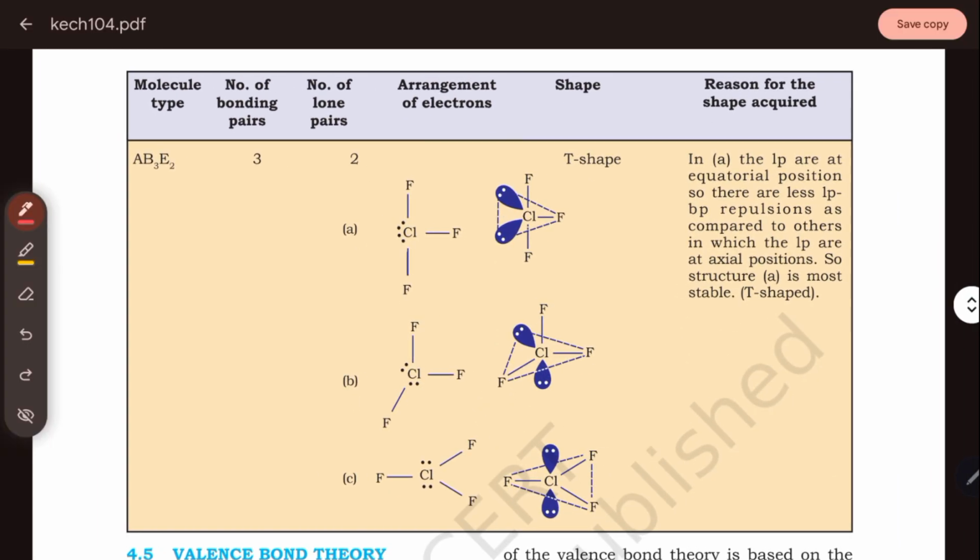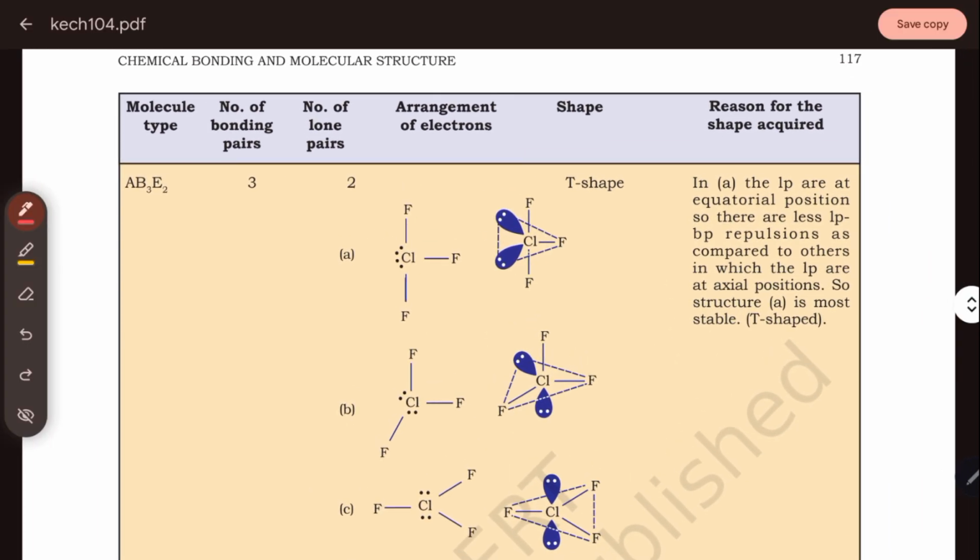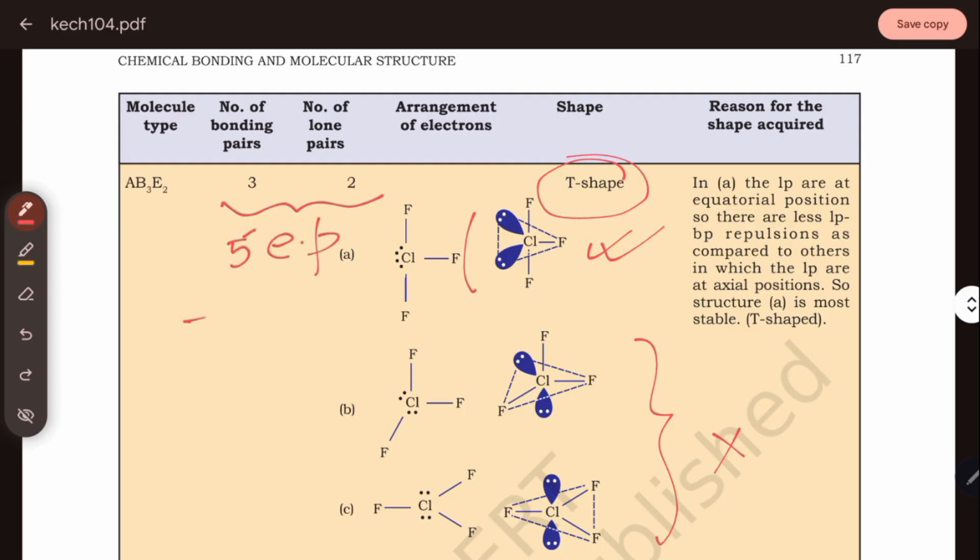Here again we can see what is happening in ClF3. So I said the 2 lone pairs will be in the equatorial position. So these are not the probable structures. This is the probable structure with a T shape. Because I have 3 bond pairs, 2 lone pairs, so 5 electron pairs, which means a TBP structure, and in a TBP structure both the lone pairs will be oriented in the equatorial position, which is more stable.